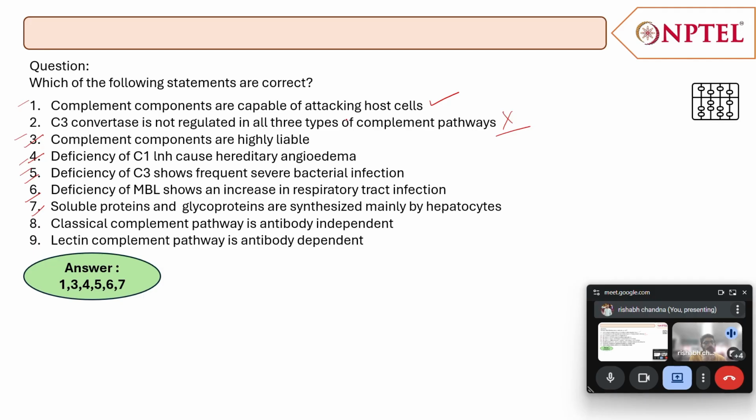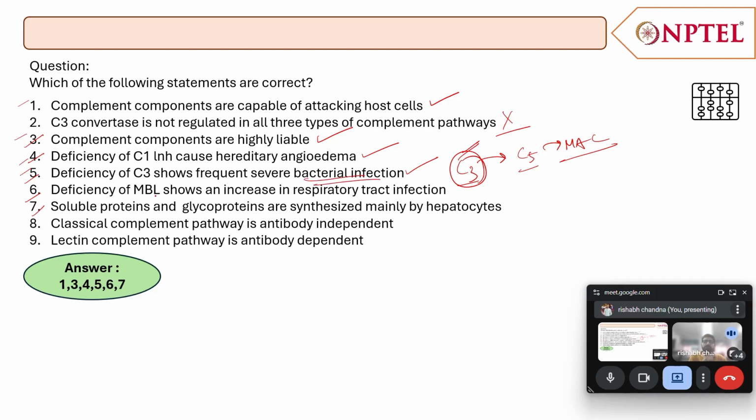Complement components are highly labile. Yes, this is correct. Then we have deficiency of C1 inhibitor, hereditary angioedema. Yes, this is also correct. Deficiency of C3 shows frequent severe bacterial infections. Yes, this is also correct, because C3 is the major part which helps in the formation of C5 convertase and the membrane attack complex. So whenever there is deficiency of C3, it will lead to more severe bacterial infections.